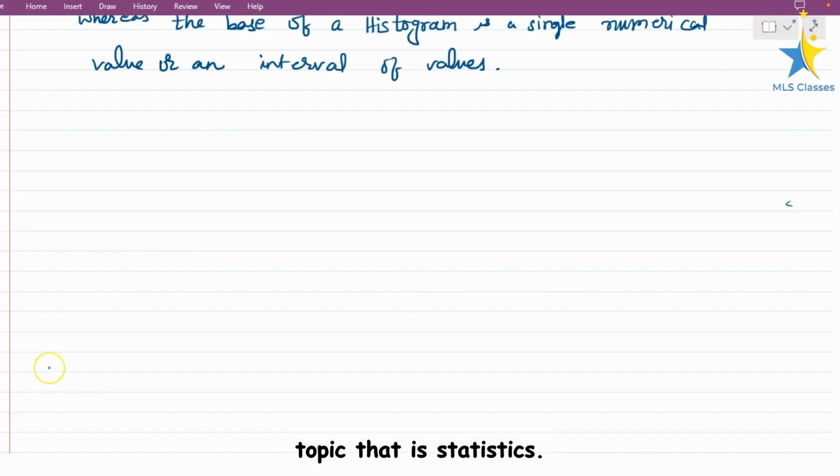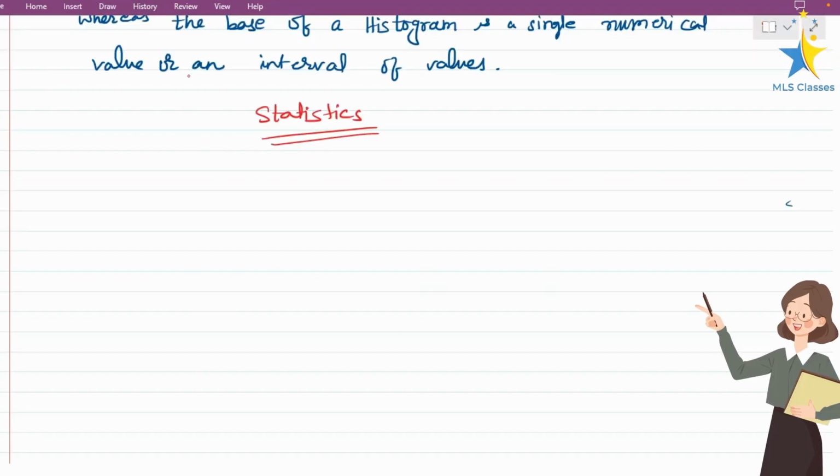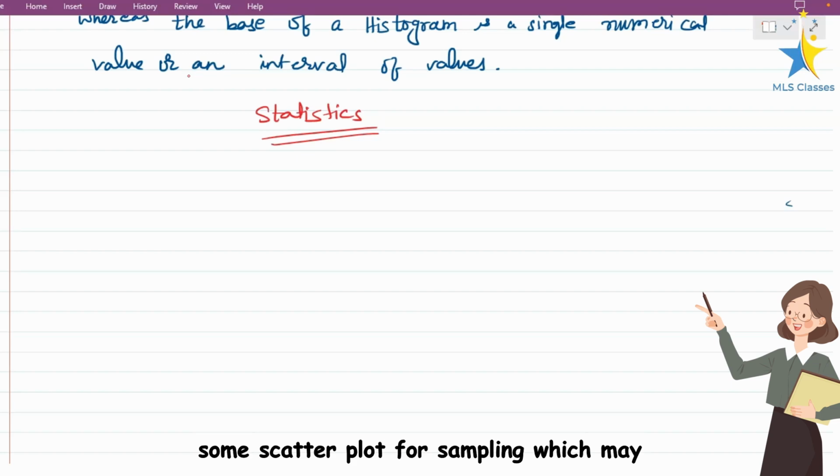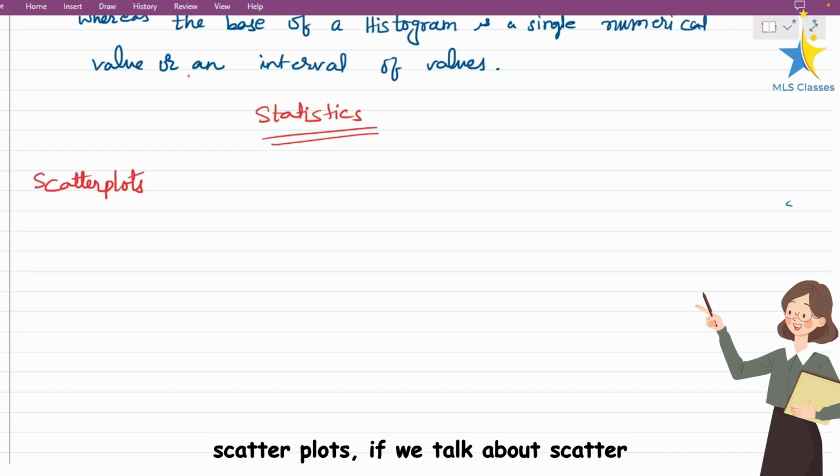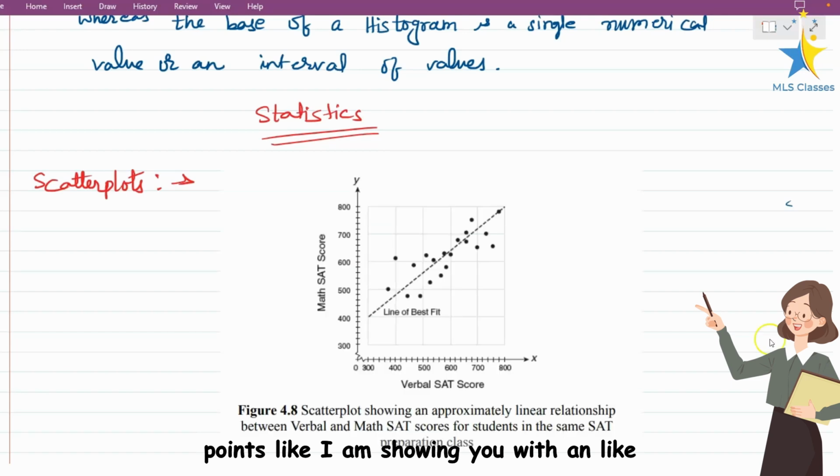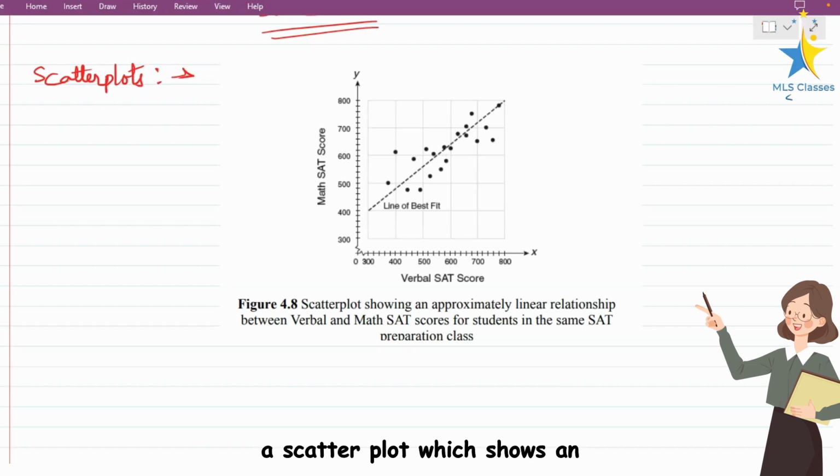Moving on to the next topic, statistics. In statistics we have to learn many things, but before moving to actual statistics, let's discuss scatter plots and sampling, which will be given. Scatter plots are data where there will be many points. You can see in this graph a scatter plot which shows an approximately linear relationship between verbal and math SAT scores for students in the same SAT preparation class.